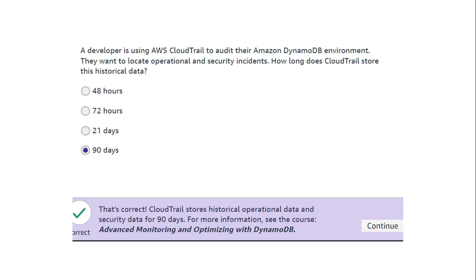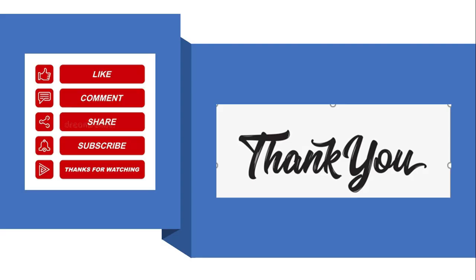Next, AWS CloudTrail is used to audit an Amazon DynamoDB environment, and they want to locate operational security incidents. How far back is CloudTrail's history? It is 90 days, that's correct. CloudTrail stores historical operation data and security data for 90 days. For more information, you can check the course on advanced monitoring and optimizing with DynamoDB.